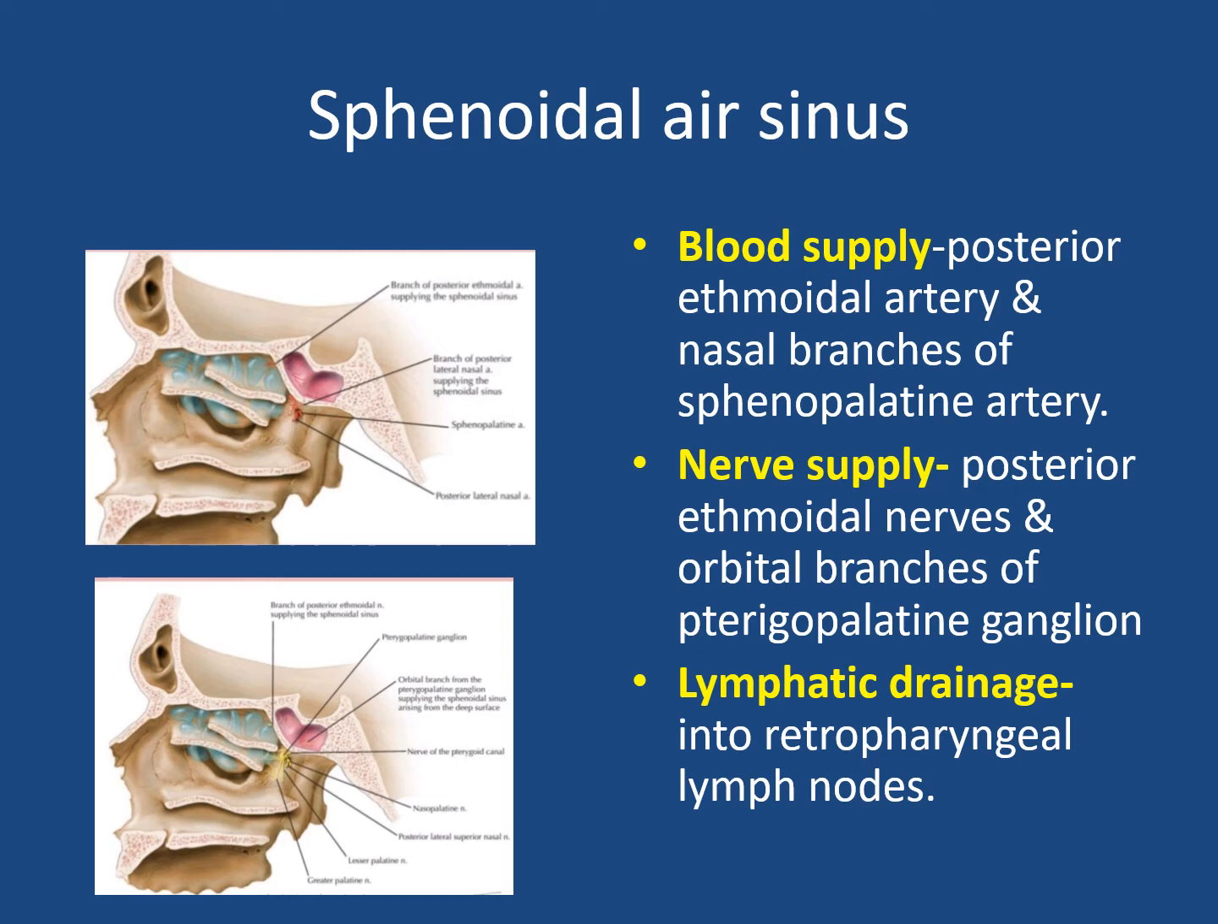As for the blood supply of the sphenoidal air sinus, it is supplied by the posterior ethmoidal artery and nasal branches of the sphenopalatine artery. And innervation of the sphenoidal air sinus, the nerves come from the posterior ethmoidal nerves and orbital branches of the pterygopalatine ganglion. And lymph from the sphenoidal air sinus drains into the retropharyngeal lymph nodes.